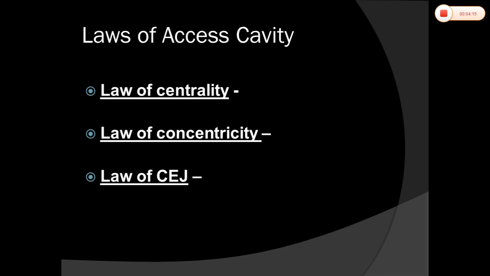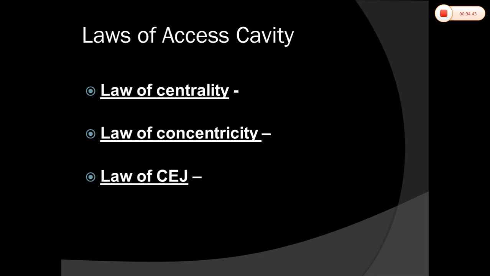Second one, law of concentricity. Here the walls of the pulp chamber are always concentric to the external surface of the tooth at the level of CEJ. That's why external root surface anatomy reflects internal pulp chamber anatomy. Through this law, we have concluded that the internal pulp chamber shape is reflected by external root surface anatomy.